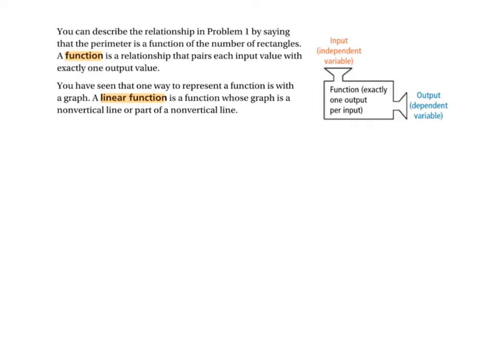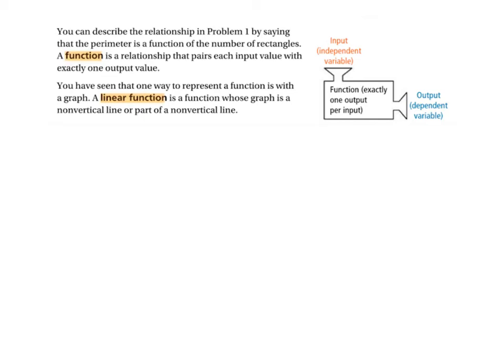Okay, now you've seen that one way to represent a function is with a graph, and a linear function is a function whose graph is a non-vertical line or part of a non-vertical line, and the change that you get is the same each time. But the big important thing that I want to talk about right here is the idea of a function, okay? The function has some input value. You put it into this machine, and it goes ka-chunk, ka-chunk, ka-chunk, and it calculates out what is going to come out. And every time, if you put the same thing in, you're going to get the same thing out. Any input is going to result in just exactly one output.